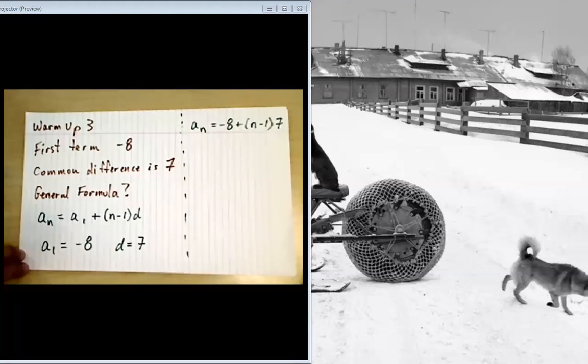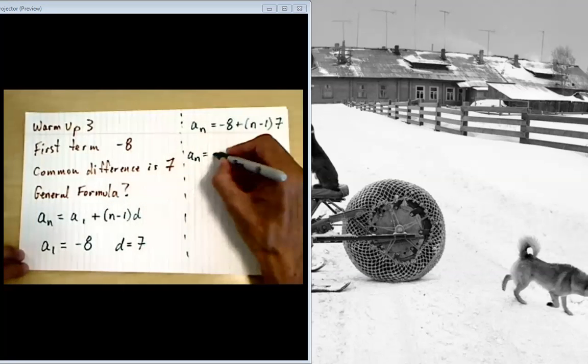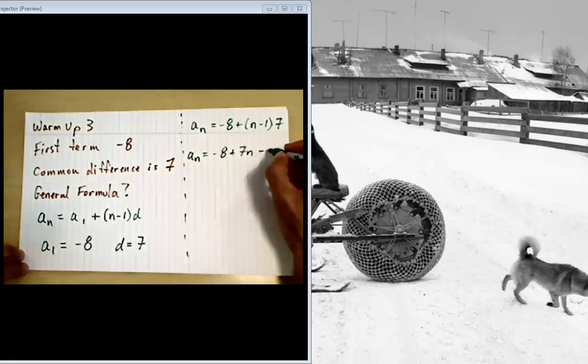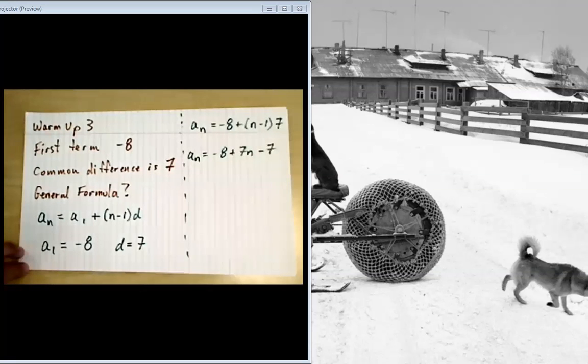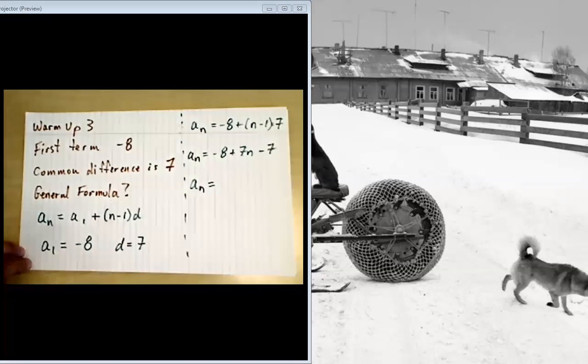To keep it all going, what do we do? We multiply n and minus 1 by 7. So we get A n equals minus 8 plus 7n minus 7. Good. And then to finish it up, what's A n going to equal? The final formula.